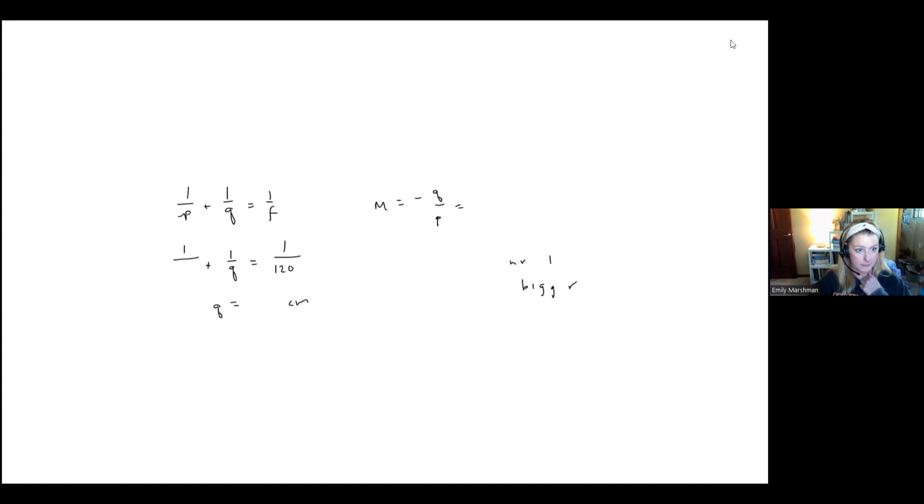Sorry. The object is at 80. Oh my gosh, I just want the pen. Okay, the object is at 80 centimeters. Focal length is still 120. So if I solve for the image distance, I get negative 240 centimeters. And if I solve for the magnification, it's negative 240 divided by the object distance, which was 80. So this is positive 3.